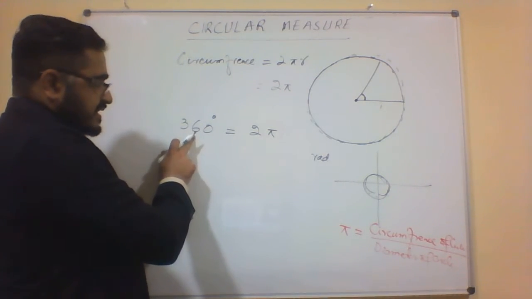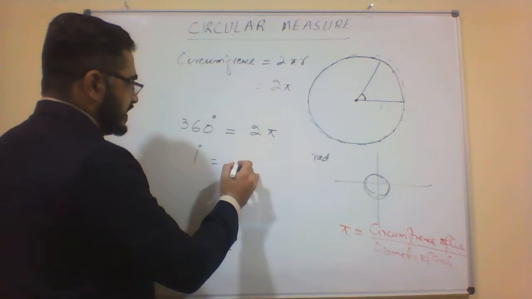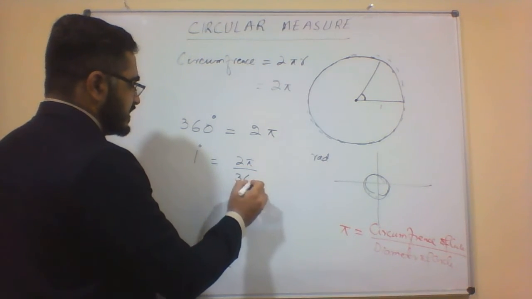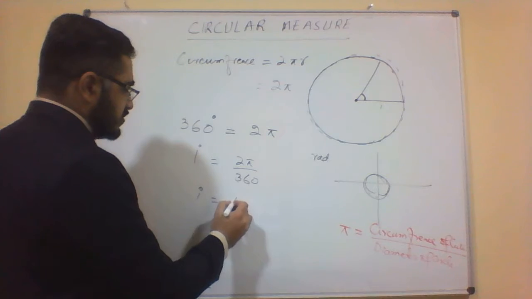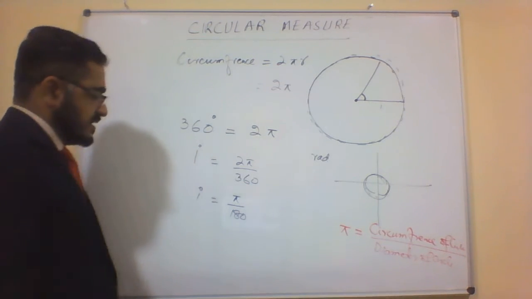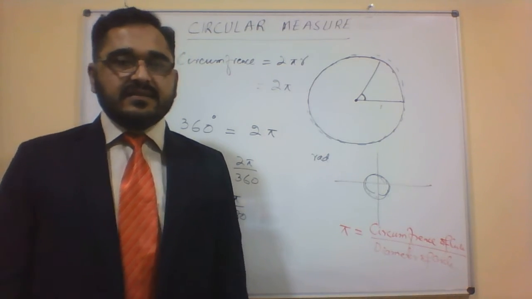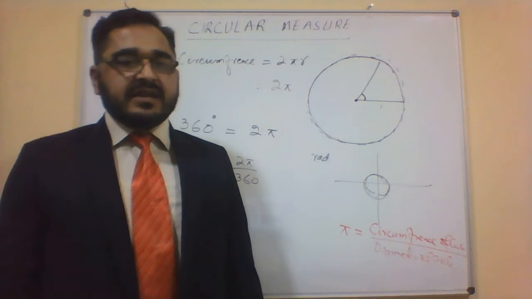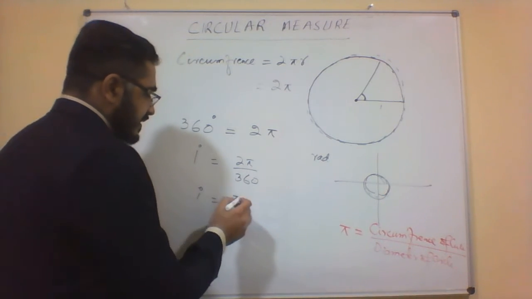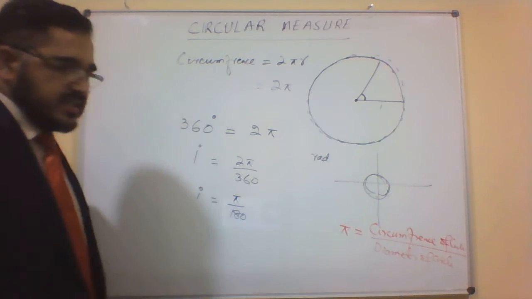Suppose we shift this 360 to the other side. This side will be 1 degree and this side is 2 pi divided by 360, then 1 degree will be equal to, 2 cancels with 360, pi divided by 180 radian. It means 1 degree is equal to pi divided by 180 radian. When we convert from degree to radian, we multiply that degree with pi divided by 180.